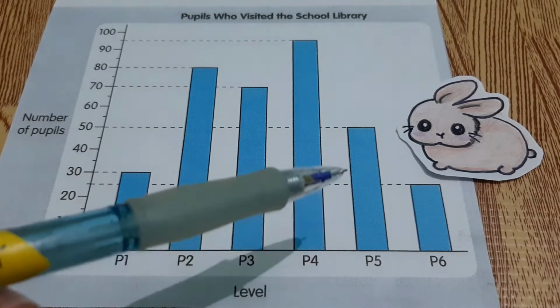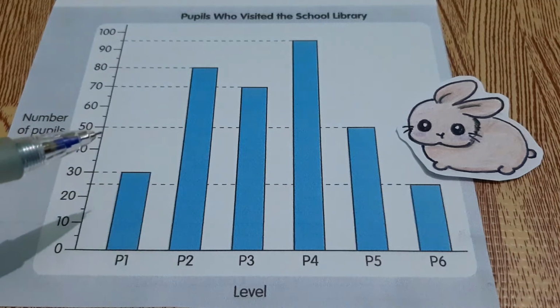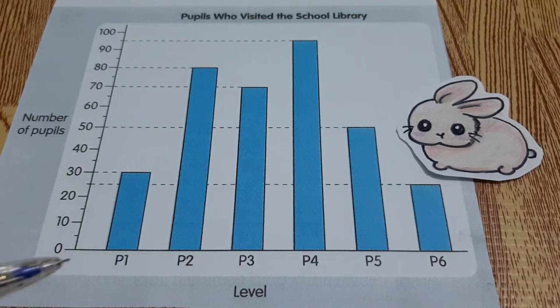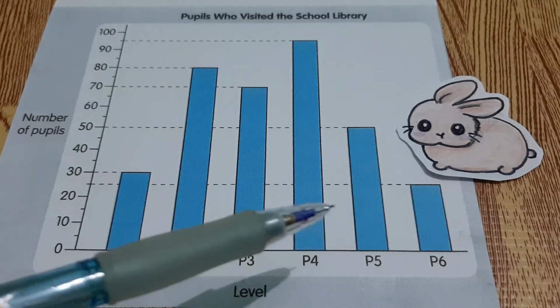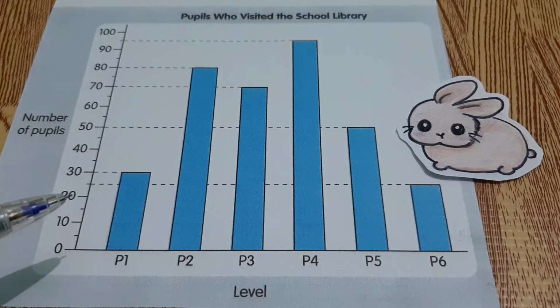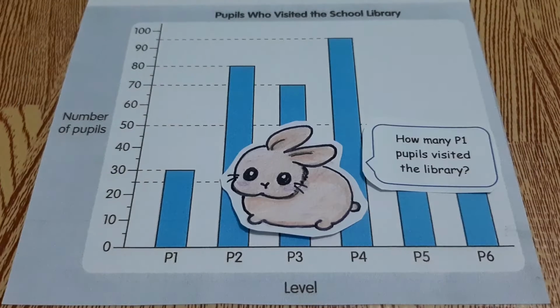Primary 5, 50, and the last one, primary 6. Between 20 and 30 is 25. And so, we solved the questions.